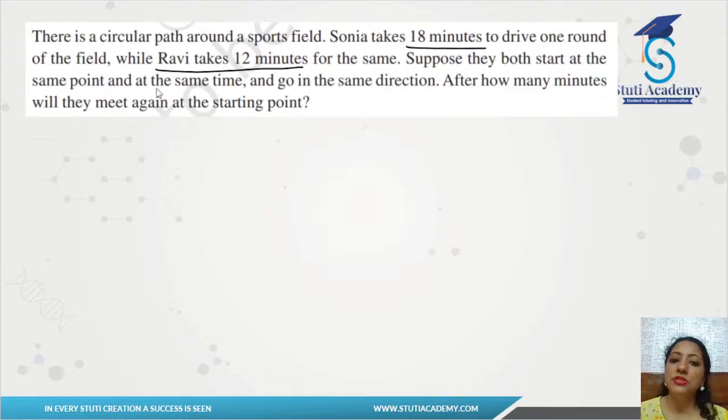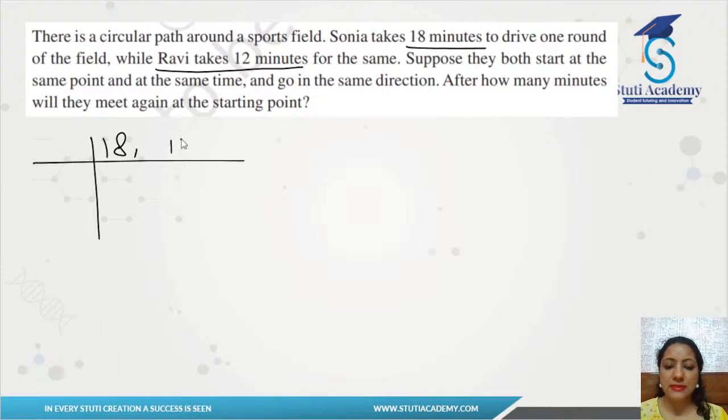Now, after how much time are they going to meet again at the starting point? So something which is happening simultaneously. In this case, we'll solve for the LCM of 18 and 12. So 18 and 12, if we solve for the LCM, this will go by 2. We'll get 9 here. Then we'll get 6 here. The 6 will be divided by 2. I cannot divide 9 by 2, so I'll write it as it is.